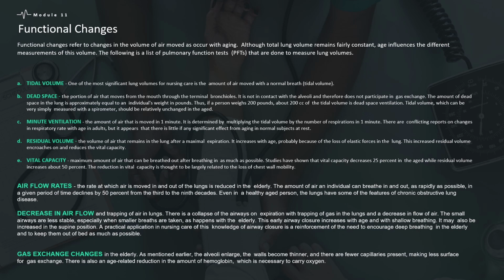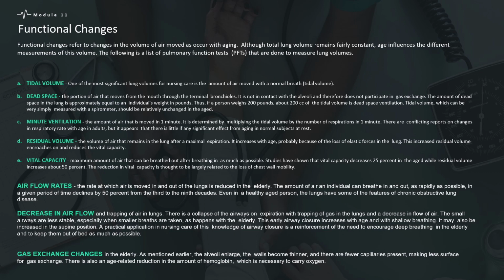There is a collapse of the airways on expiration, with trapping of gas in the lungs and a decrease of the flow of air. The small airways are less stable, especially when smaller breaths are taken, as happens with the elderly. This early airway closure increases with age and with shallow breathing. It may also be increased in the supine position. A practical application of nursing care of this knowledge of airway closure is a reinforcement of the need to encourage deep breathing in the elderly and to keep them out of bed as much as possible.